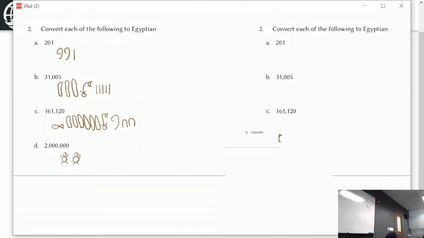I know my little fingers don't look like fingers. Sorry, they look like, I don't know, sausages. I did my best. Okay, we do need to move on though.